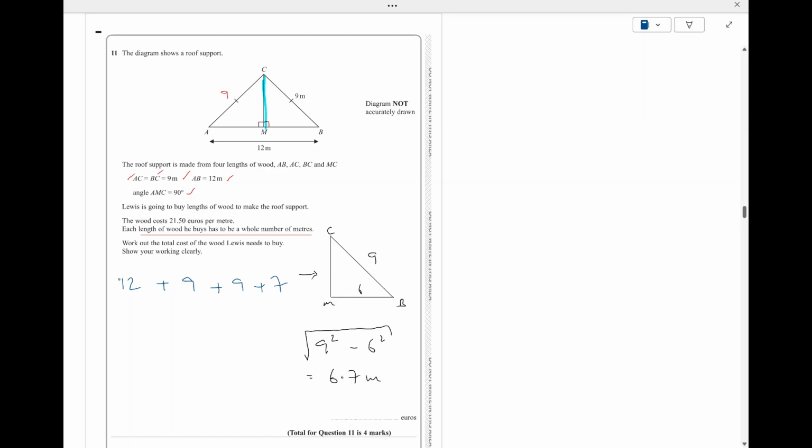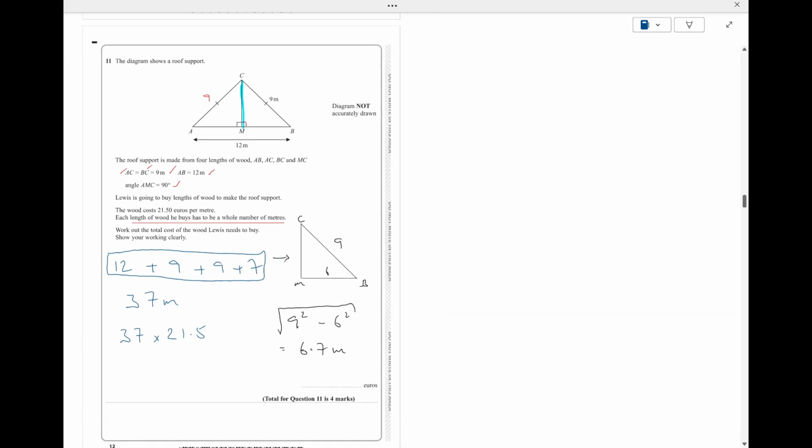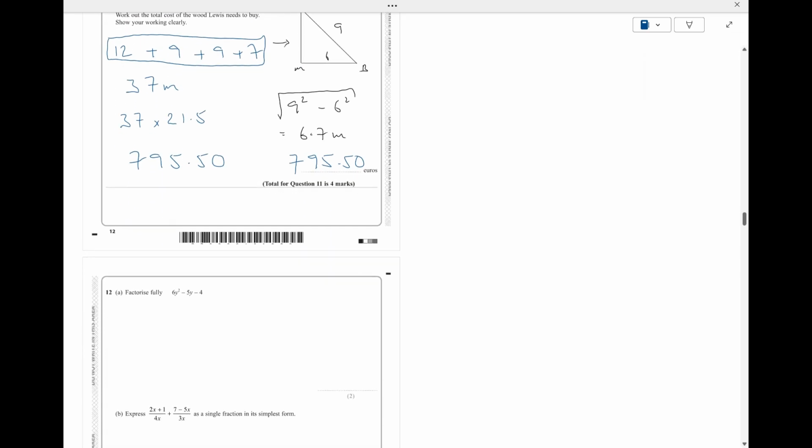Okay, so now that is the amount of wood he's going to have to buy. 12 plus 9 plus 9 plus 7. He's going to have to buy 37 metres of wood, and each metre costs 21.5 euros. So 37 times 21.5. So how much is he going to spend? 795.50 euros. 795.50. And that's number 11. Number 12.